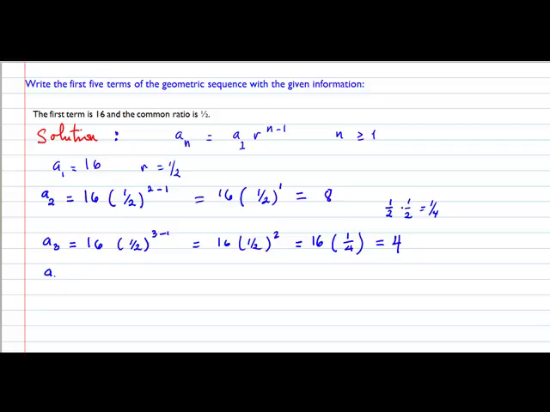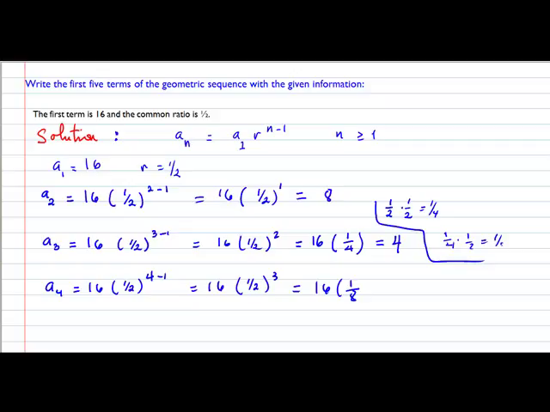And then we do again the next term. Let's do a sub 4, which will be 16 times 1/2 to the n, which is 4 minus 1. So I have 16 times 1/2 to the cube. I have 1/4 times 1/2, which is 1/8. So I got 1/8 right here. 16 divided by 8 is 2. And the last one would be term number 5.